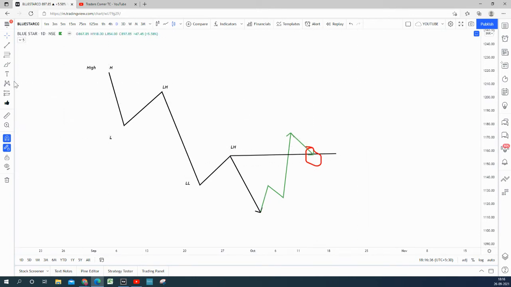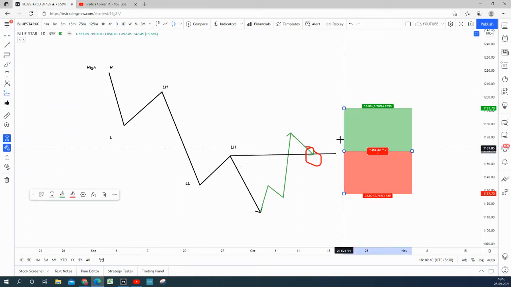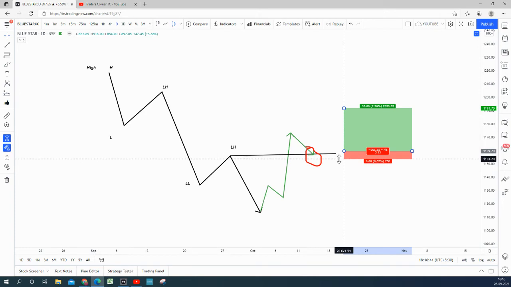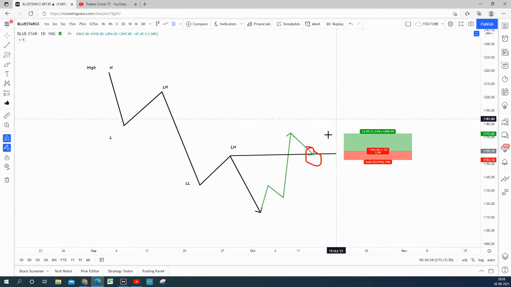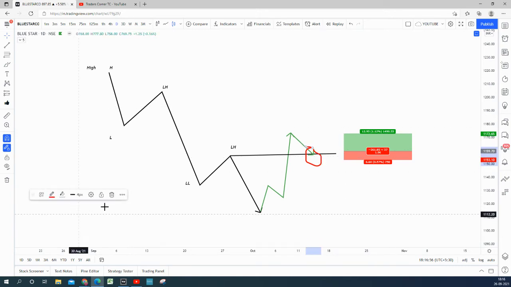I have said one method, like 1:1 and 1:2 stop loss. For example, if you take an entry here, this is your stop loss, for example 5 rupees, 6 rupees, and your first target is 6 rupees, second target is 12 rupees. So apart from this, how to know until what point the price can go high?